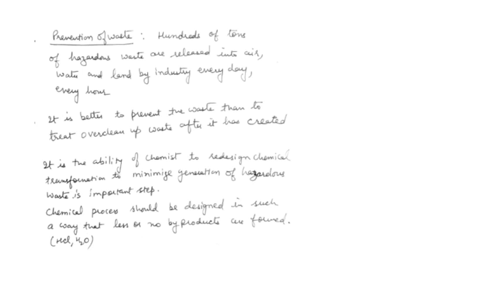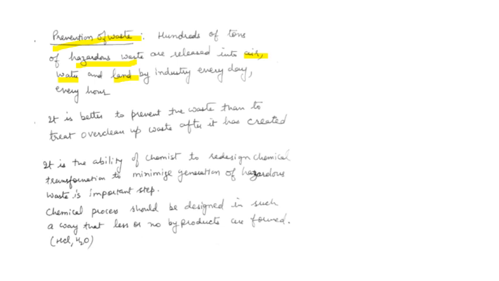Now one by one we have to go through them. The first is the prevention of waste principle. Hundreds of tons of hazardous waste are always released in the air, water and land by industry every day and every hour. So it goes on producing hundreds of tons, if we are talking about large scale production. So large scale hazardous waste can be released in the air or water or land, causing pollution.